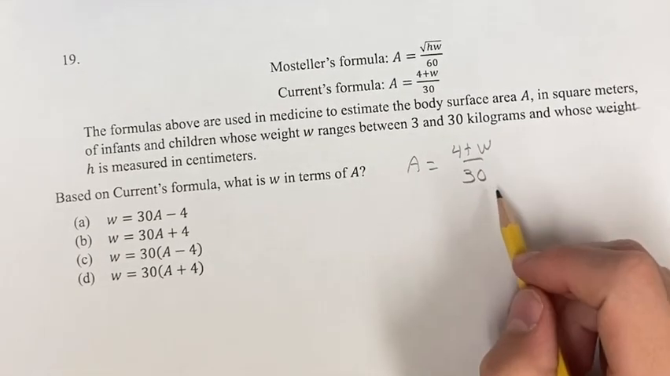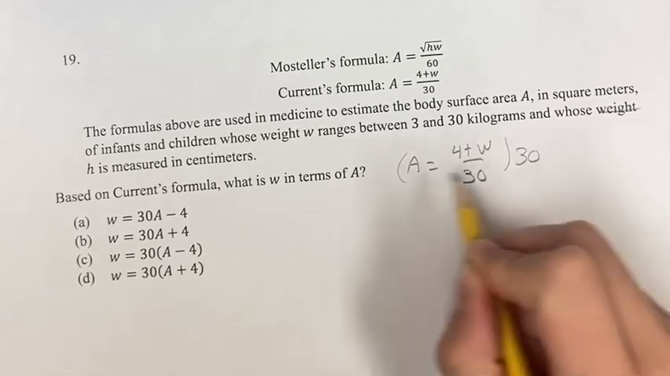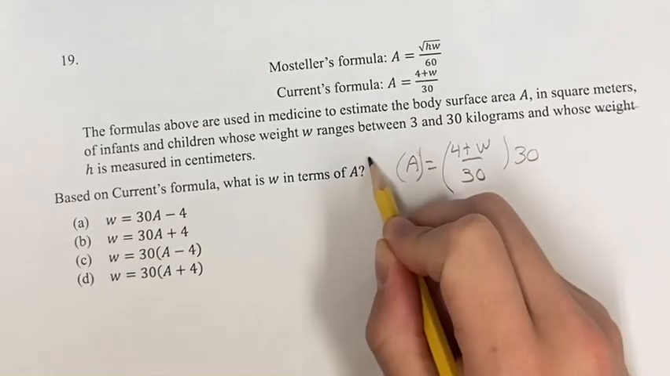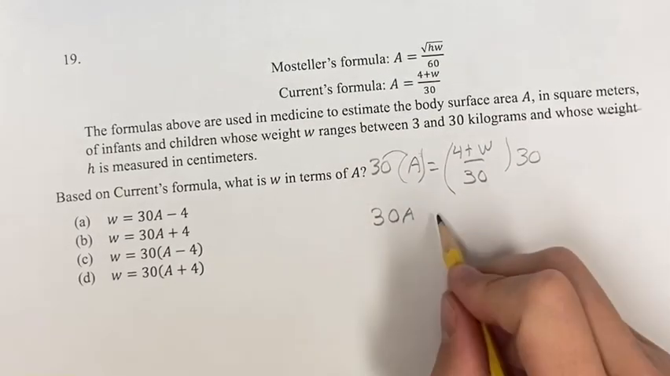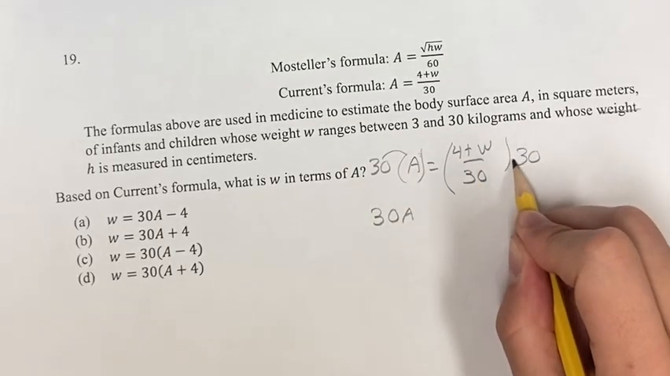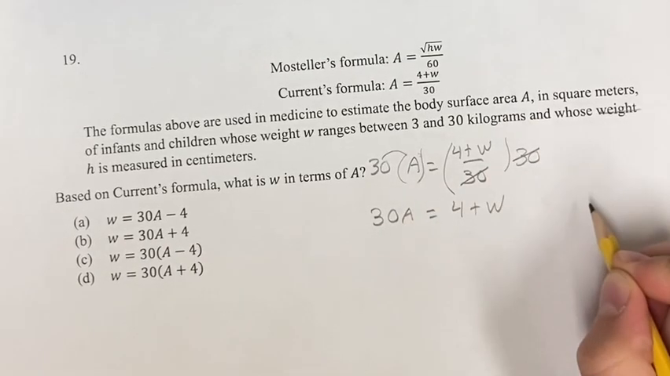So we want to get W alone. The first step, we can get rid of this denominator. We can multiply everything by 30. So multiply this side by 30, multiply that side by 30. So this side we just have 30 times A is 30A. And then on this side, the reason we did this is because this 30 cancels out with this 30. We're left with 4 plus W.